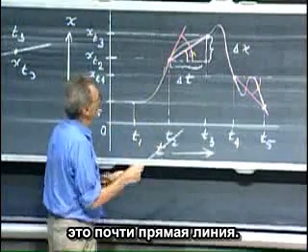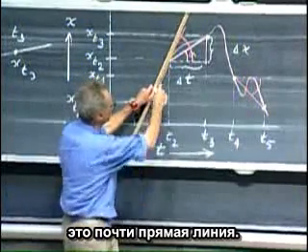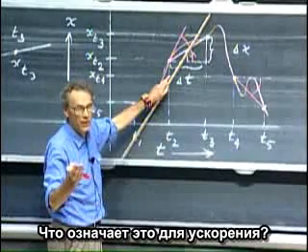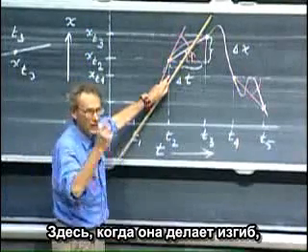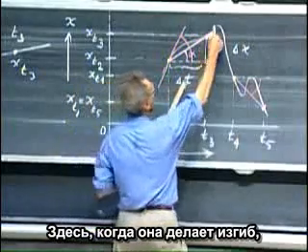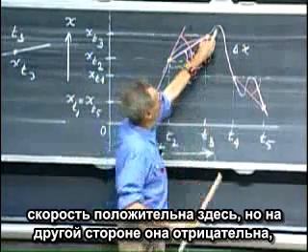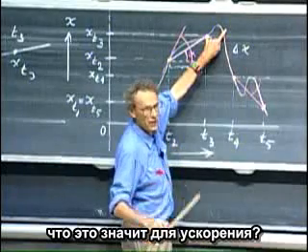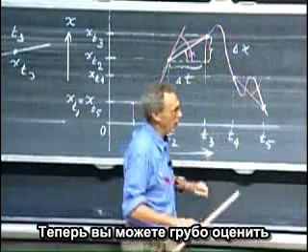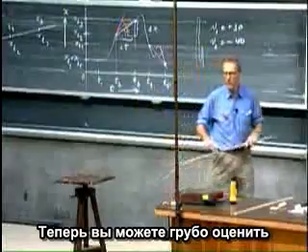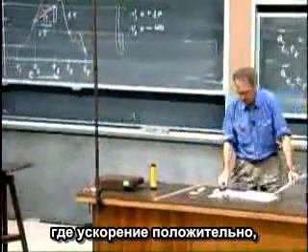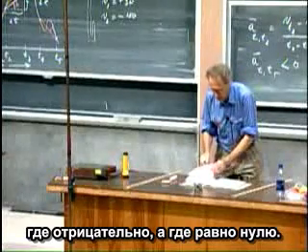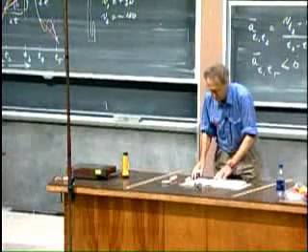Here, the velocity is almost constant. It's almost a straight line. What does that mean for the acceleration? 0. Exactly. Here, when it makes this rounding curve, the velocity is positive here, but on this side it's negative. So what does that mean for the acceleration? Negative. You got it. And so you can now roughly find where the acceleration is positive, where it's negative, and where it is 0.